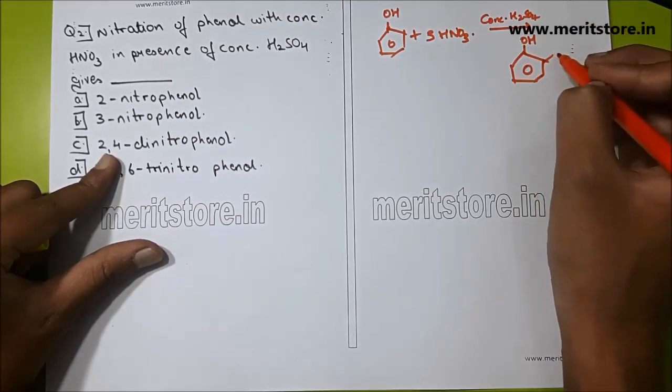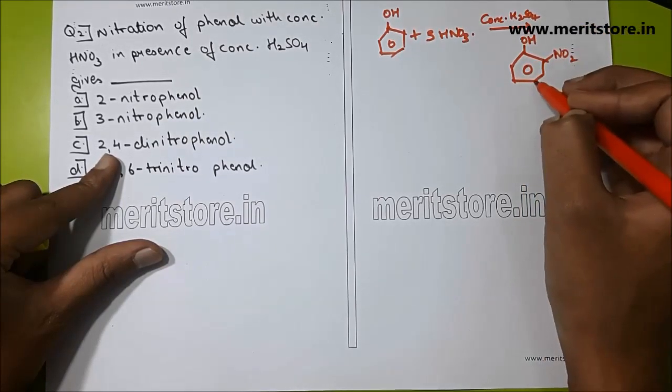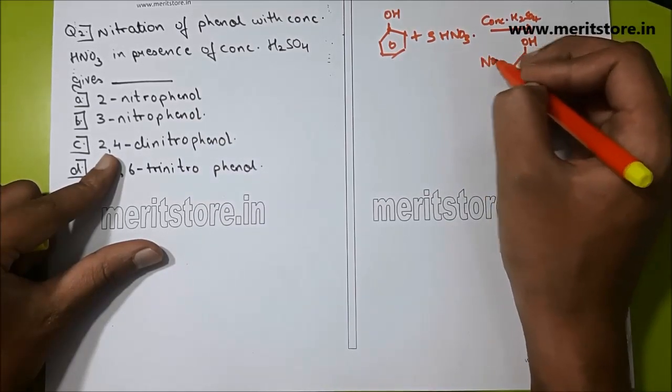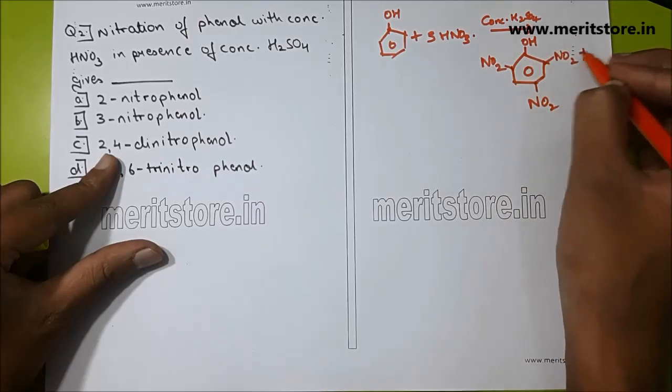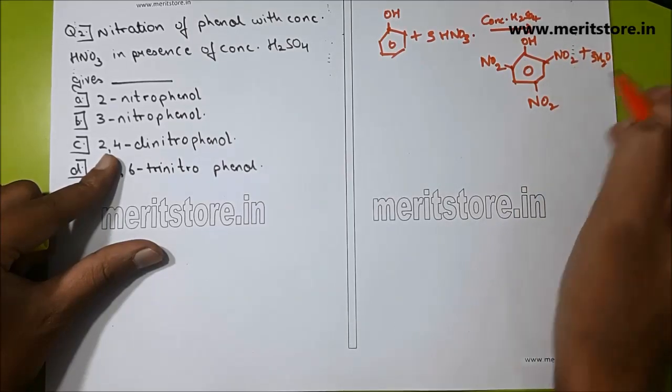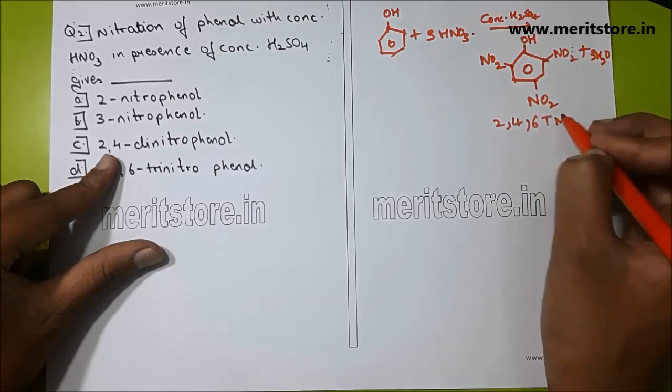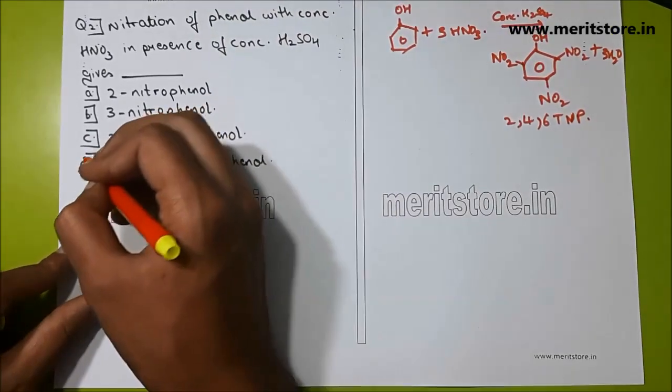2,4,6-trinitrophenol. One nitro group is at the ortho position, one at para and the other at the second ortho position, plus 3 moles of water. So this product is 2,4,6-TNP, that is trinitrophenol. Option D is the correct option.